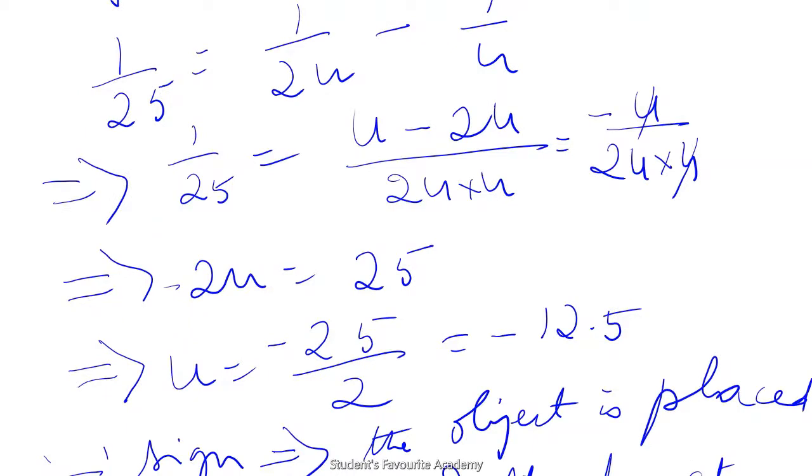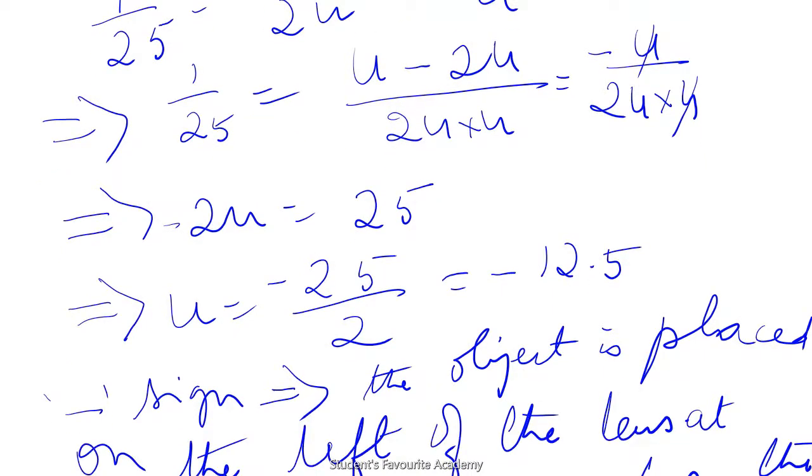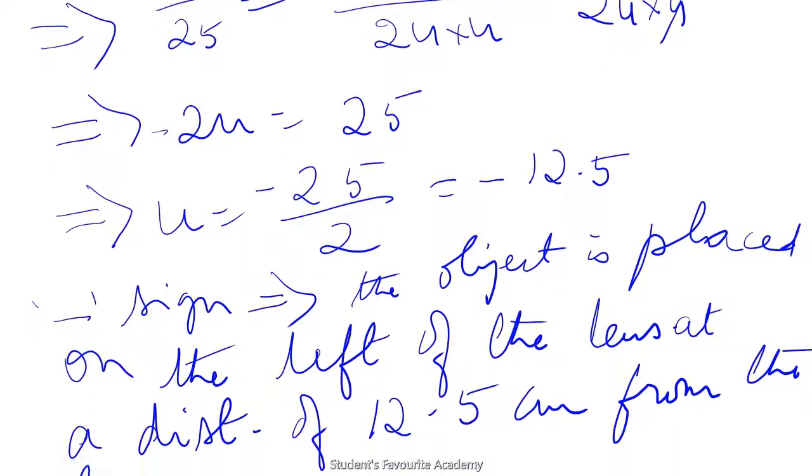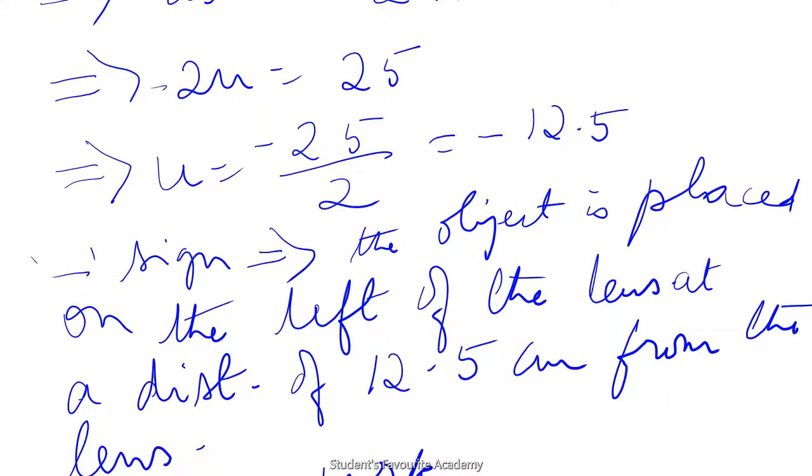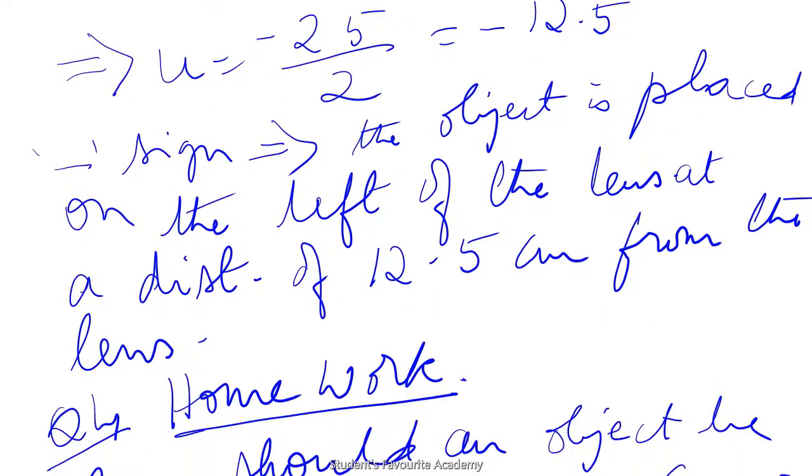So if you cross multiply, minus 2U is equal to 25. So U is equal to minus 12.5. Now the minus sign implies the object is placed on the left side of the lens at a distance of 12.5 centimeter from the lens.